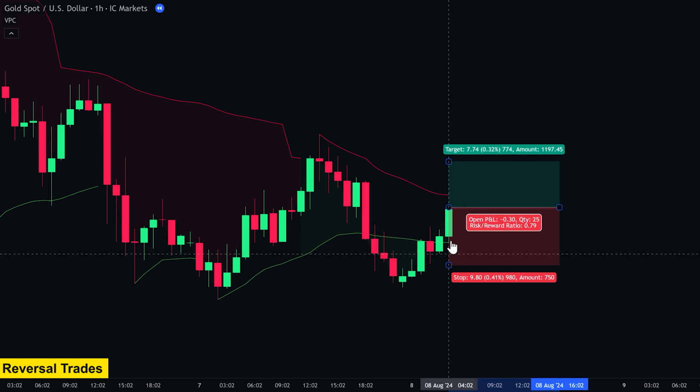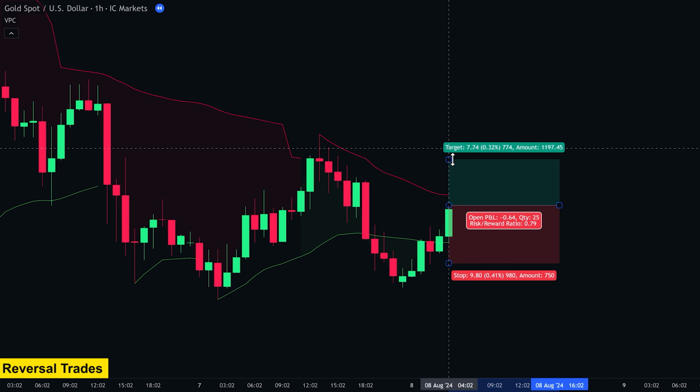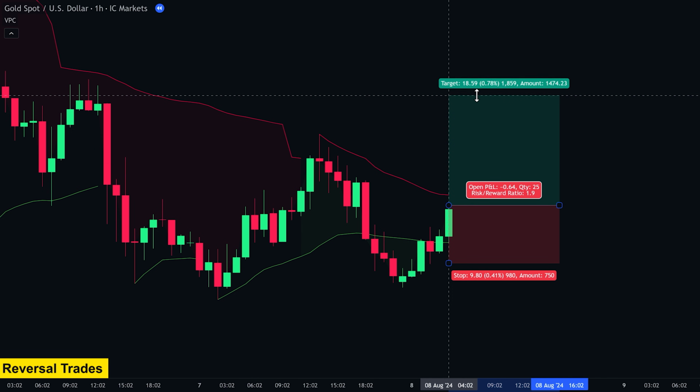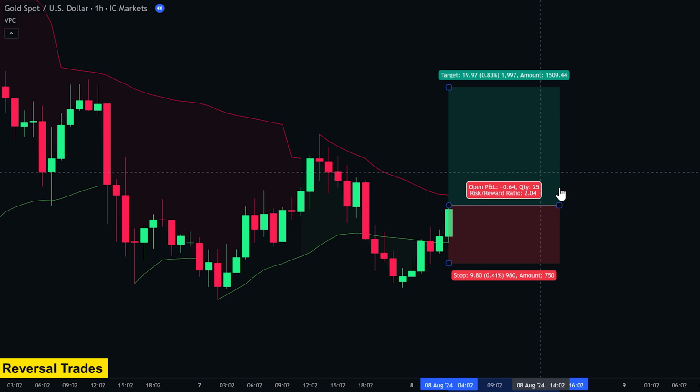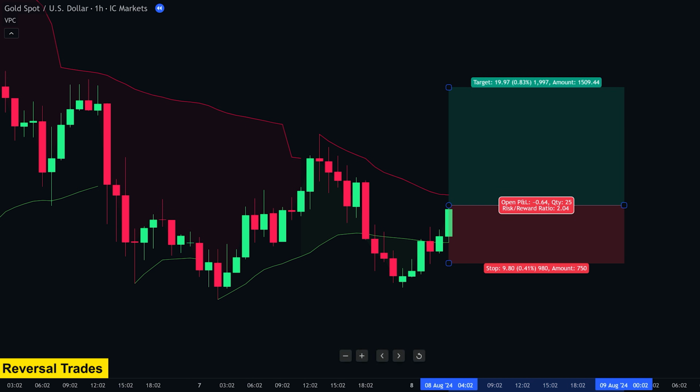Place your stop loss just below the lower VWAP line. Set your take profit target at a 1 to 2 risk-to-reward ratio. If you let this trade run, you will see that the reversal setup plays out nicely.